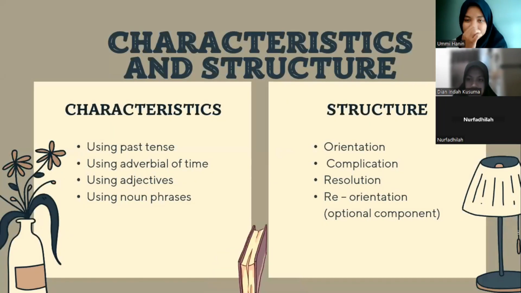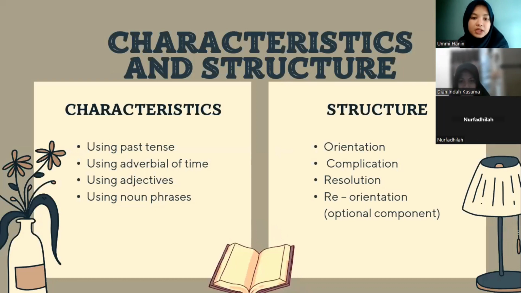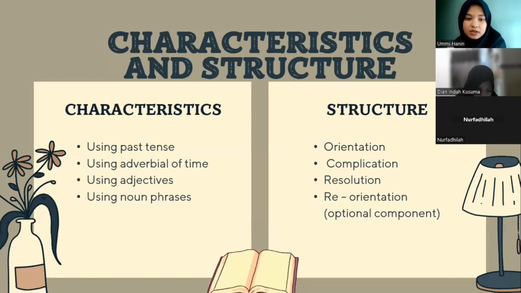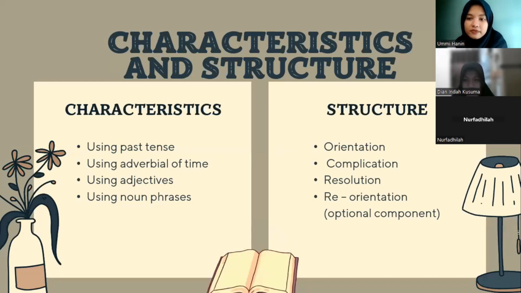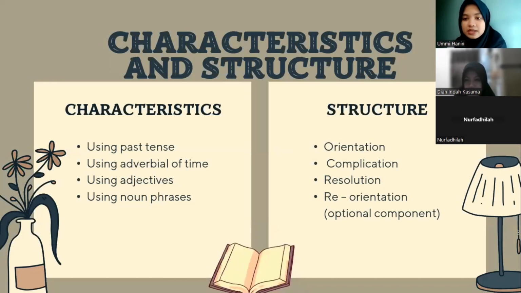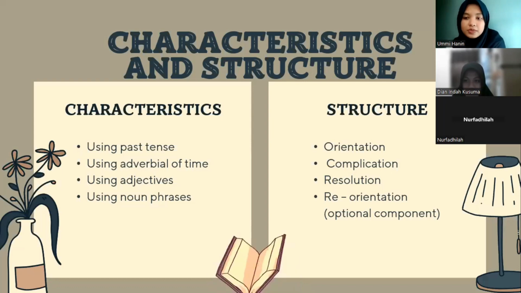The next material is characteristics and structure. There are four characteristics used in a narrative text: using past tense, using adverbial of time, using adjectives, and using noun phrases. Using past tense: narrative texts often contain past tense because they typically recount events or stories that have already occurred. Using adverbial of time: the narrative text often uses adverbial of time to provide a clear structure and sense of progression to the story.